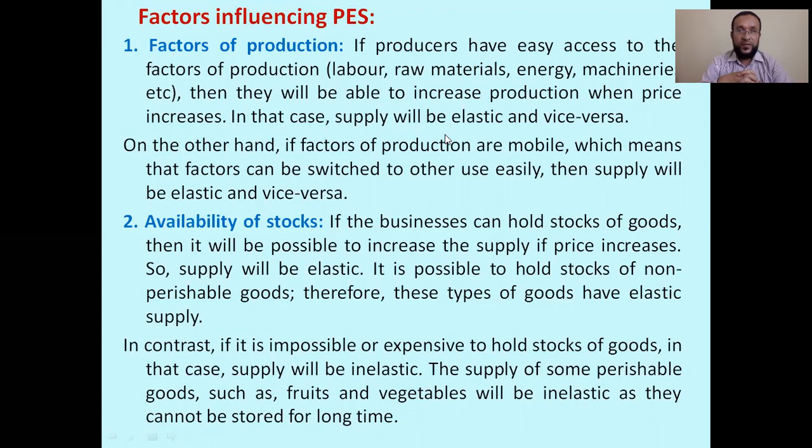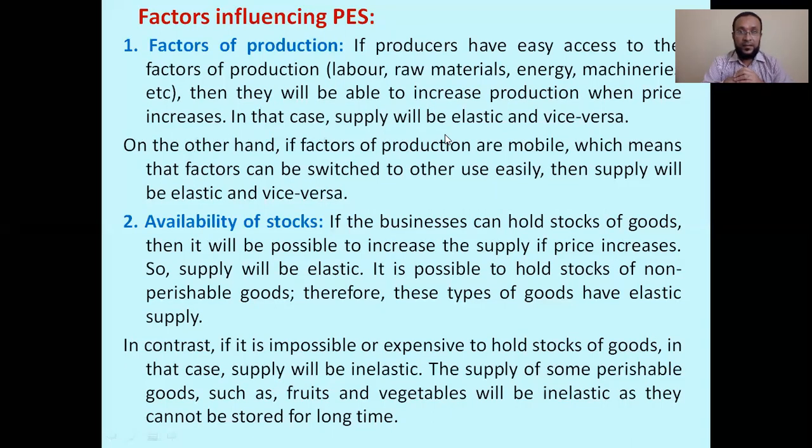Means if these factors of production are not available and producers do not have easy access to these factors of production, then an increase in price will not affect the supply of the product significantly. In that case, supply will be inelastic. So if factors of production are available and accessible, then supply will be elastic. And if it is not available and not accessible, then supply will be inelastic.